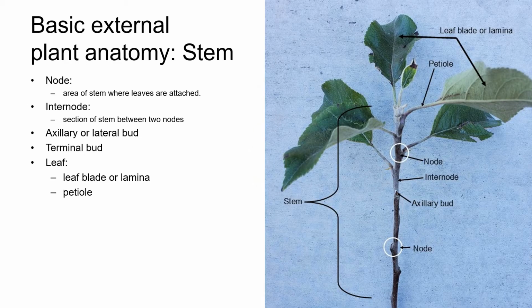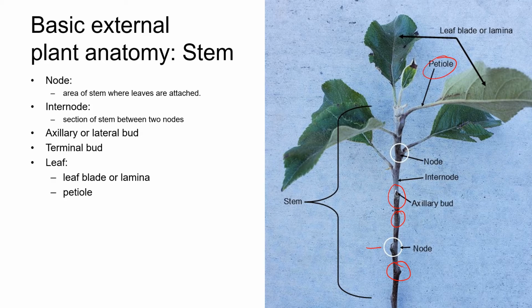In the picture on the right here, you can see part of a stem from an apple tree. This section of stem has several nodes, here, here, and here, and some more. A node is the area of the stem where one or more leaves are attached. The leaf may be attached to the plant by a small stem called the petiole.